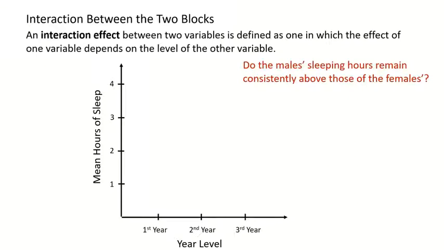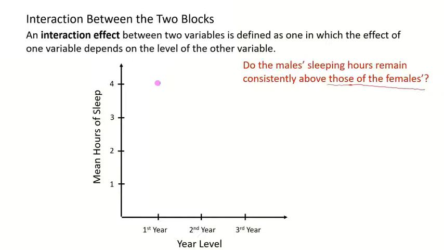So in this case, our two blocks would be the male and the female block. So let's see if there is an interaction between the sleeping hours of males and females. I have a question here. Do the male sleeping hours remain consistently above those of females? Because if that's a yes, then there is an interaction. But if that's a no, then there is no specific trend between the two sexes' sleeping time.